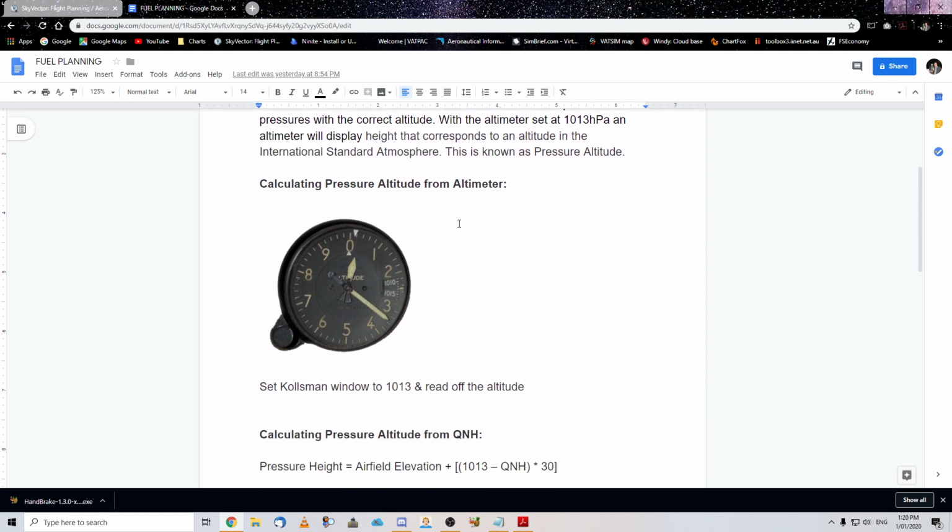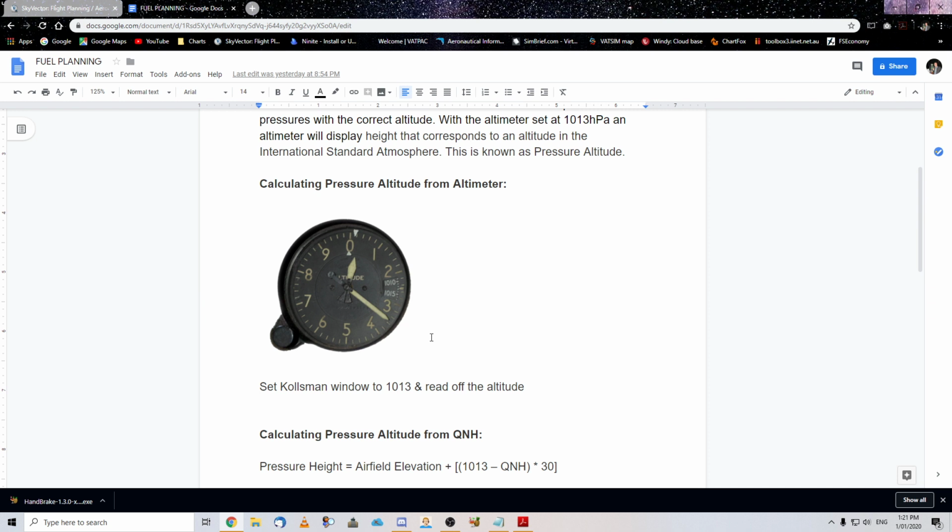Okay, so for example, you're at Moorabbin, or let's make it easy, let's say you're at Melbourne, and you want to know what the pressure altitude is. What you do is you dial in the standard atmosphere, which is 1013, and you can see here this is called the Kollsman window, and you dial in 1013, and then you read off here what your altitude is, and this is called the pressure altitude, and it reads 350.